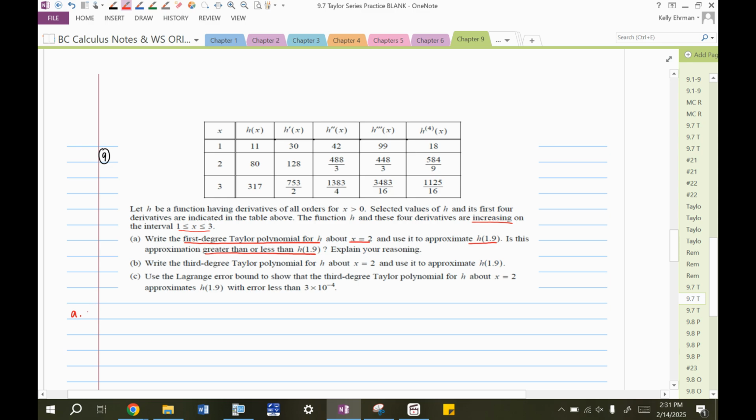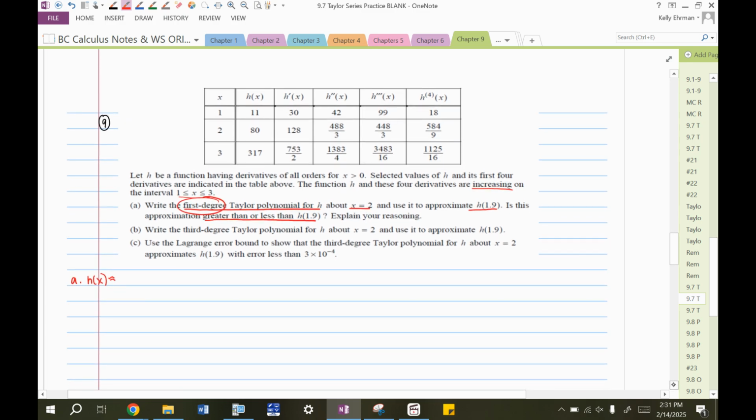First, let's build this thing. We're supposed to say h of x is approximately equal to just a first degree, nothing crazy, first degree Taylor polynomial. That's h of 2 plus h prime of 2 times x minus 2, and that's it. So h of x is about equal to h of 2, which is 80, plus h prime of 2, which is 128, times x minus 2. So there's the first part.